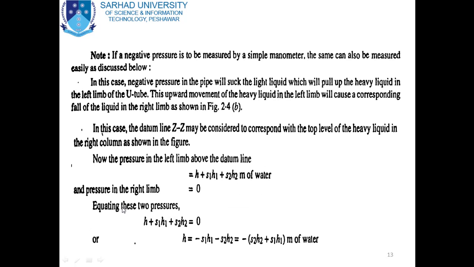Now equating these two equations, because we know that pressure above the datum line in the left limb and right limb are equal, so H plus S1 H1 plus S2 H2 is equal to 0, or H is equal to minus S1 H1 minus S2 H2, or that is equal to minus (S2 H2 plus S1 H1) meters of water. So this equation will give you the negative gauge pressure.